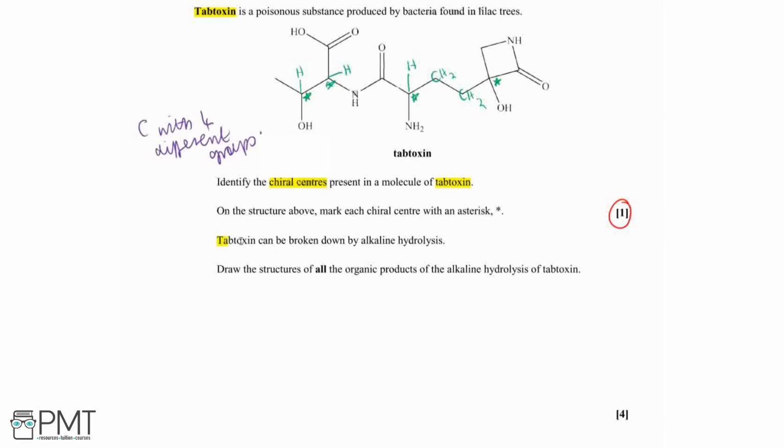We are told that tab toxin can be broken down by alkaline hydrolysis, and we need to draw the structures of all of the organic products of the alkaline hydrolysis of tab toxin. So let's think about where this can be hydrolyzed. Parts of this molecule that can be hydrolyzed will be the amide groups. So alkaline hydrolysis breaks down ester and amide bonds. In our compound, we've got 2 amide bonds that can be broken down. So we can split up our molecule here, and we can split up our molecule here overall.